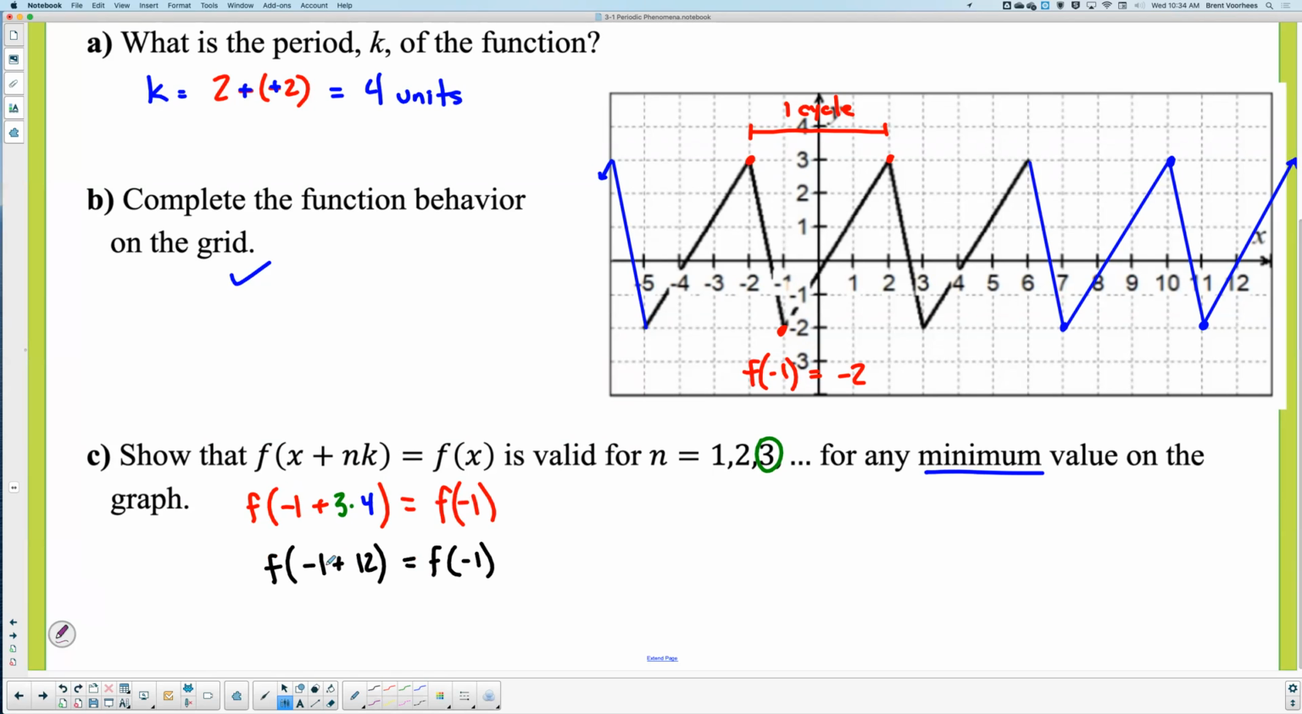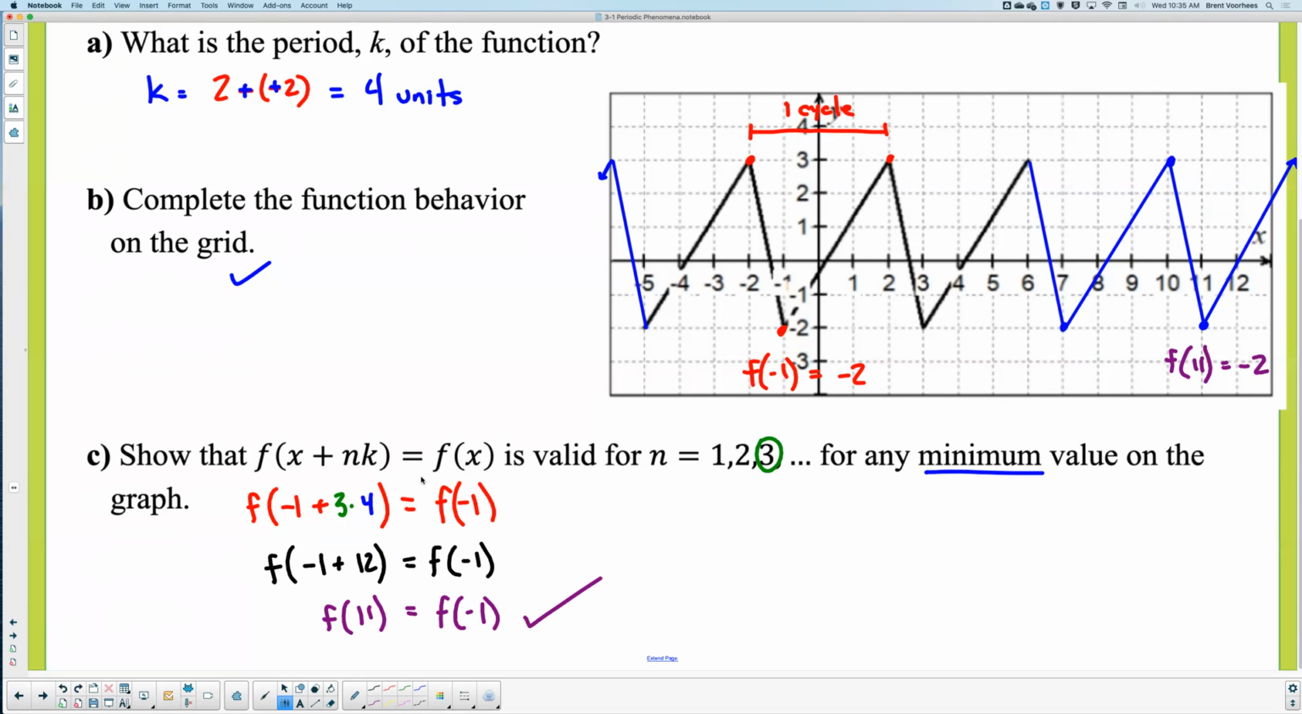And what is -1 plus 12? 11. This says that f of 11 would equal f of -1. Well, let's check. Here's 11. What do you get at f of 11 as the y value? -2. Are those equal to each other? Yeah. Wow. You see how that worked? This is the mathematical definition of a periodic function.